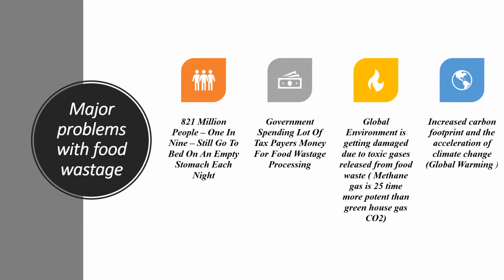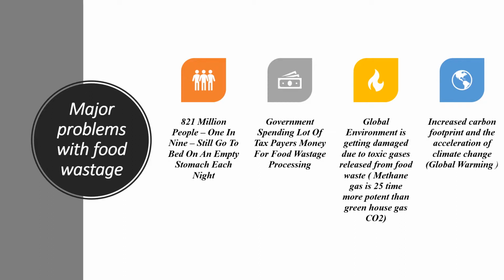The first and foremost problem is hunger. In the world, we produce enough food to feed everyone, but still 821 million people, 1 in 9, still go to bed on an empty stomach each night. Even more, 1 in 3 suffer from some form of malnutrition. It's all because of the food wastage.